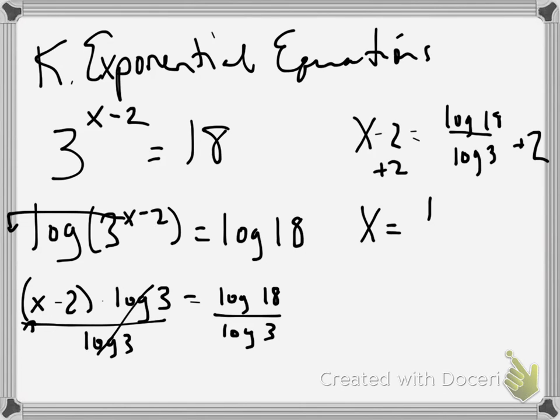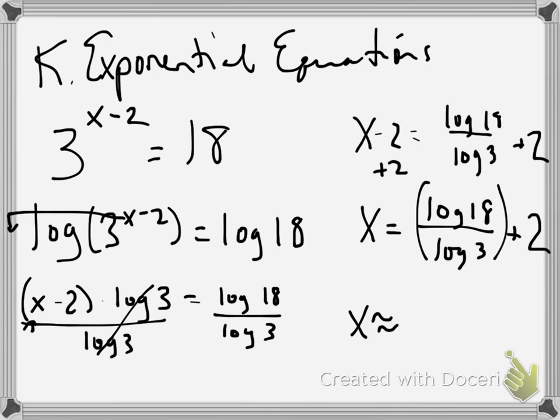Be careful where you put it. It's not part of the fraction. It's just going to kind of go out to the right of the fraction. So the exact value of that equation is x equals log 18 over log 3 plus 2. Now if you go to your calculator and type this in, and be sure to type it in correctly with parentheses around the log 18 over log 3, you would get x is approximately equal to 4.631.